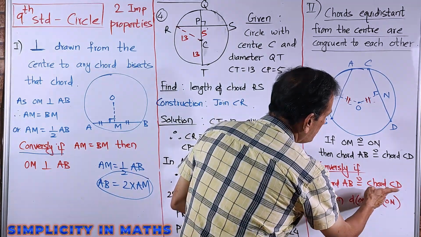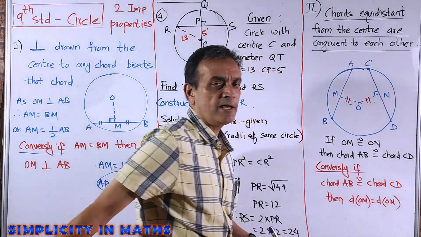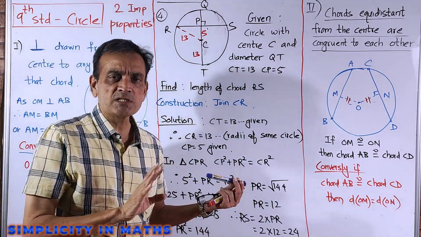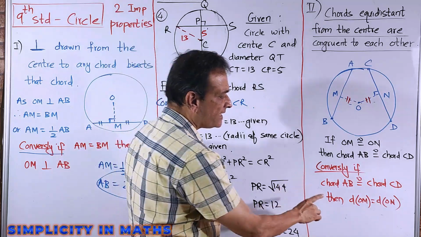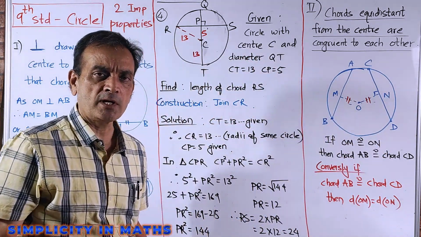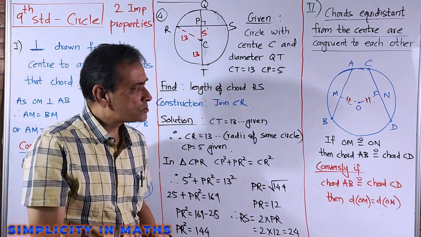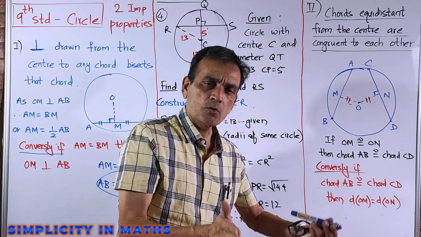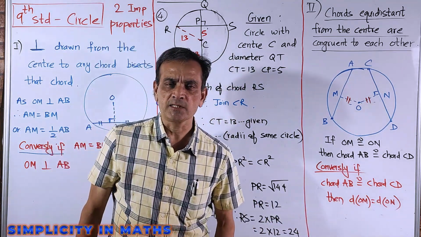If chord AB equal to chord CD, अगर chords equal दिए हमको एक circle के अंदर, they are at the same distance from the center. That means in that case, distance OM will be equal to distance ON. This is called as converse. Okay. So for both the theorems, if you remember only one part, उसका converse automatically ध्यान में रह जाता है.